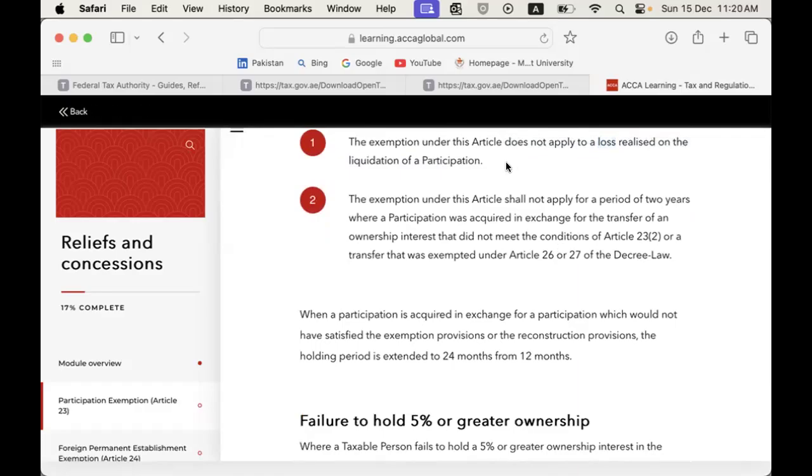Give some feedback. See, how do we use losses in corporate tax law? We use them to offset our taxable profits. So when we say that exemption under this article does not apply to a loss, what are we saying? How does an exemption apply to a loss? Can somebody give this answer? Basically, we can claim the loss. We will add back the loss to calculate the taxable income, because we are exempting the participation.